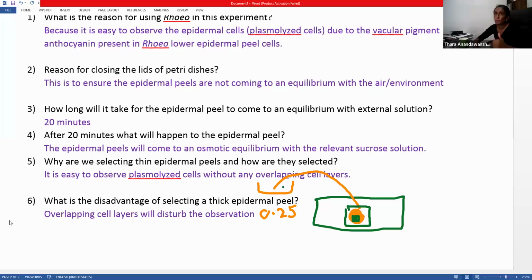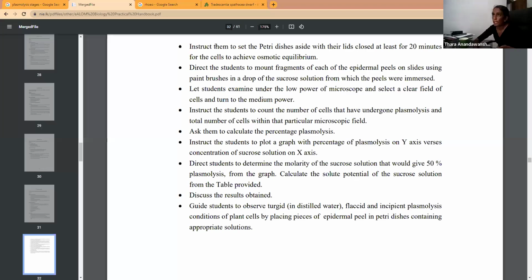Now I'm going to the practical book again. Instruct them to set the Petri dishes aside. That one I discussed. Direct the students to mount the fragments of each epidermal peel on the slides using paint brushes in a drop of sucrose solution from which the peels were immersed. Okay. Relevant solution they have highlighted. I'm asking the next question.